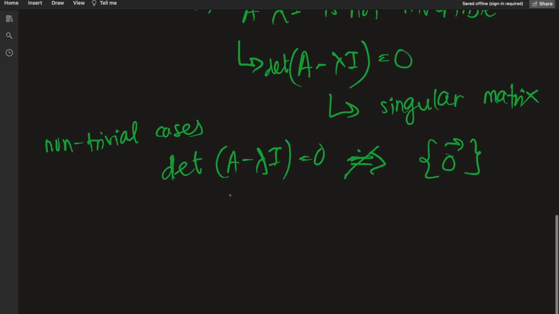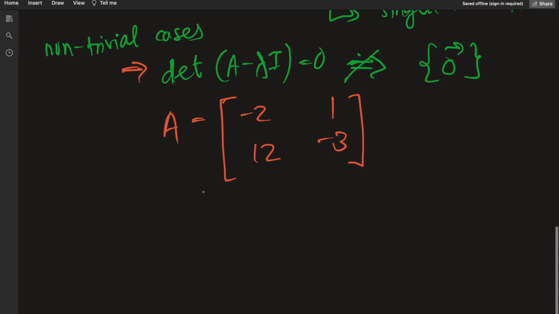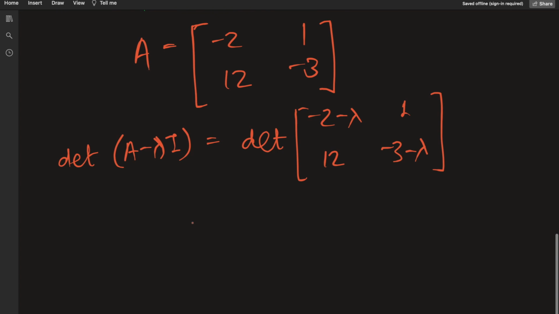Now let's actually do this for a numerical example. Consider the matrix A to be -2, 12, 1, -3. Find the eigenvalues and eigenvectors. So we start with this to look at the non-trivial cases. The determinant of A minus lambda I, if you do all the subtraction properly, you're going to get -2 minus lambda, 1, 12, -3 minus lambda. And taking a determinant of a 2x2 matrix is child's play, honestly. And we need this to be equal to 0.